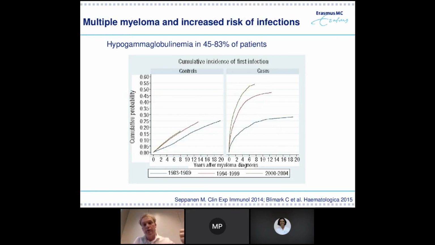So CLL is a very important example, lymphoma, but also multiple myeloma. Just a small figure to show the increasing number, on the right side of the picture, of infectious complications during disease progression.